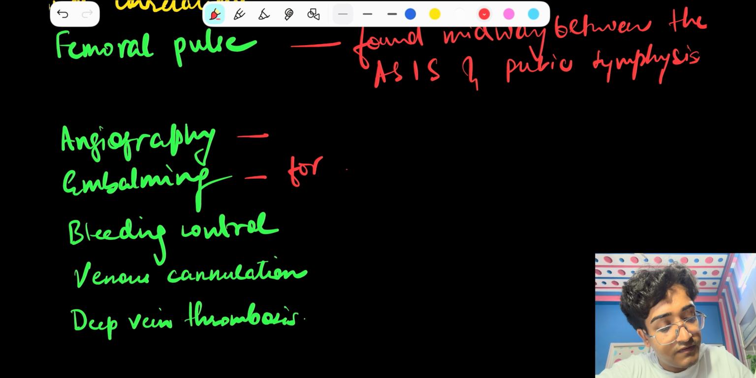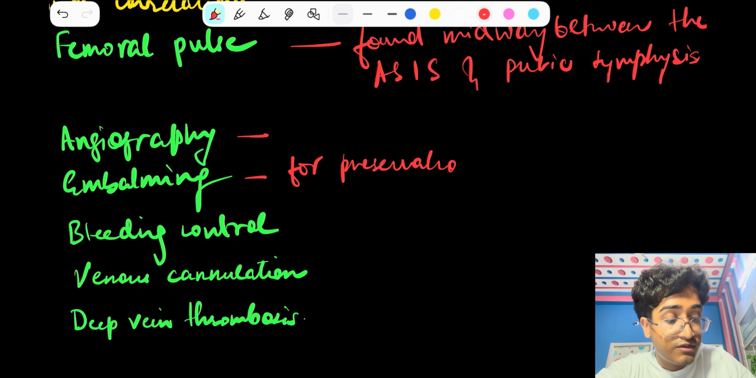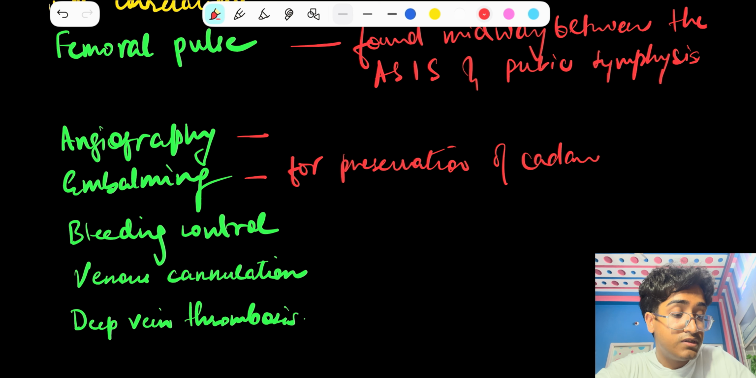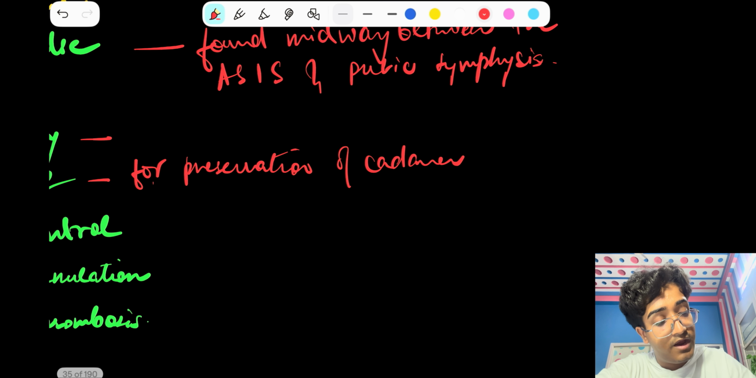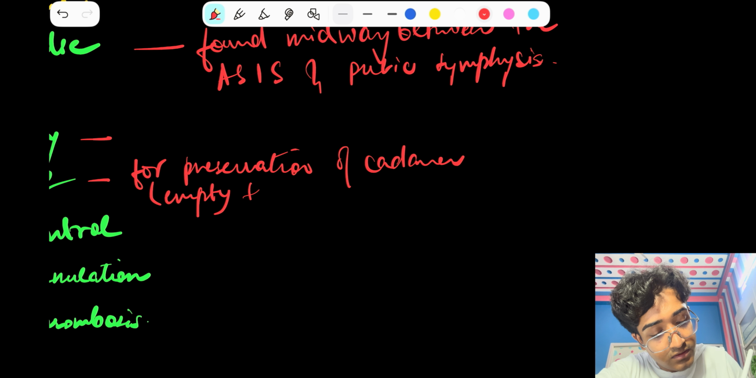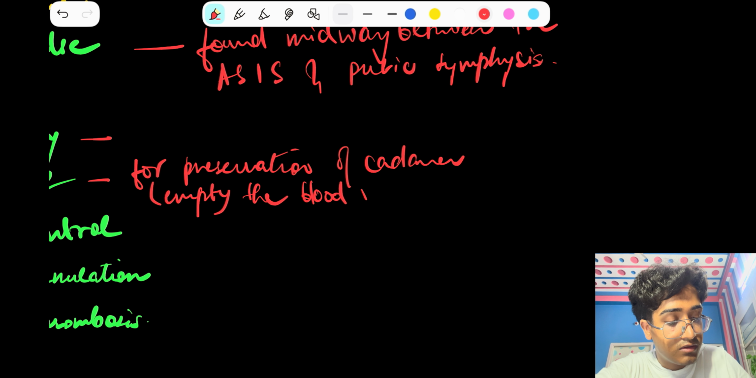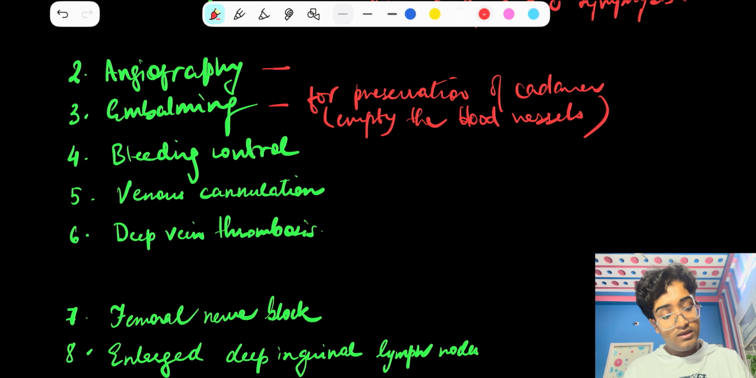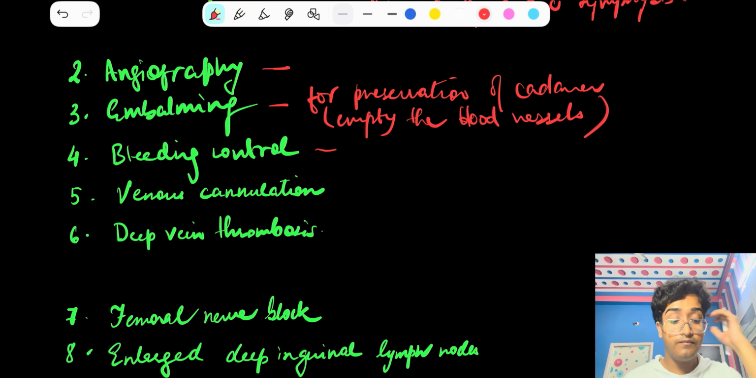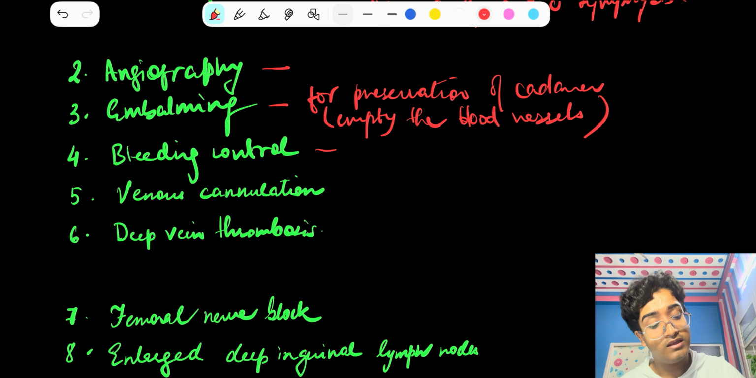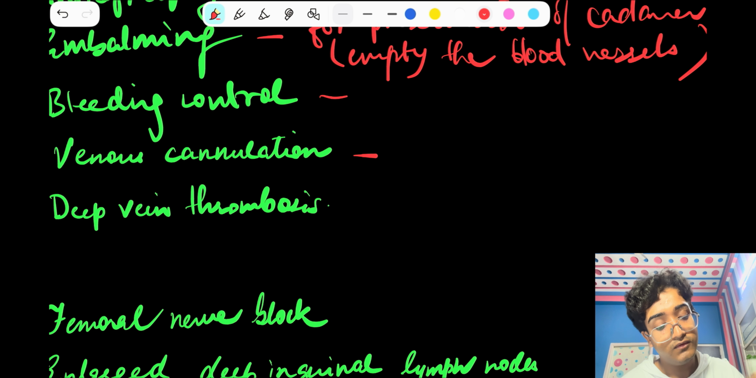Embalming is done for the preservation of cadavers, where they empty the blood vessels by draining them through the femoral artery. Suppose there is an injury or trauma to the femoral artery, then pressing the femoral artery helps in major bleeding control. Venous cannulation is also done through the femoral vein.